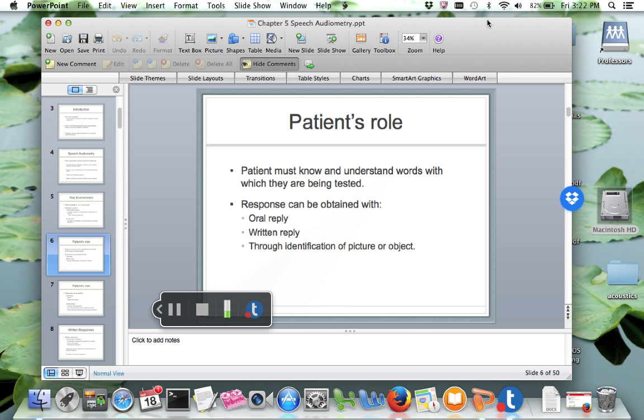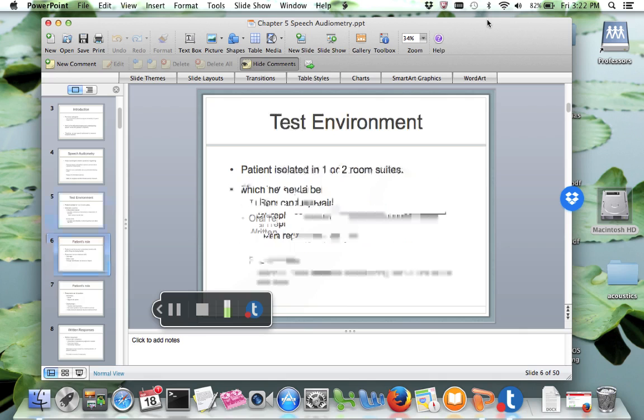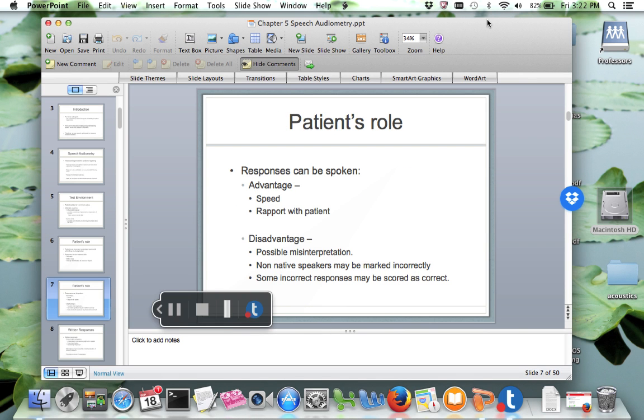Recorded material has the advantage in that it's standardized. You don't have to worry about the audiologist's accent, but it's a bit slower. Live voice, you can move a lot faster, but you have to worry about whether or not the patient can clearly understand you. Now, the patient is going to be asked to write responses, to speak responses, or to point to pictures. Each has their own advantage.